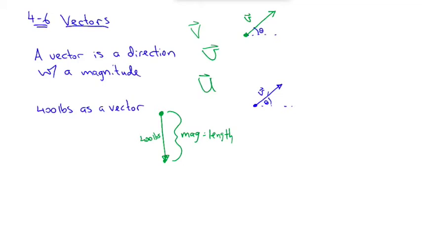I can move them anywhere I want, as long as I don't change their direction or their size. Now, are there operations I can do to vectors? Well, of course. You can have a 5-pound brick and then put on top of it a 10-pound brick, and all of a sudden it becomes 15 pounds going in one direction. So you can take two vectors and add them. We'll get to that in a second.